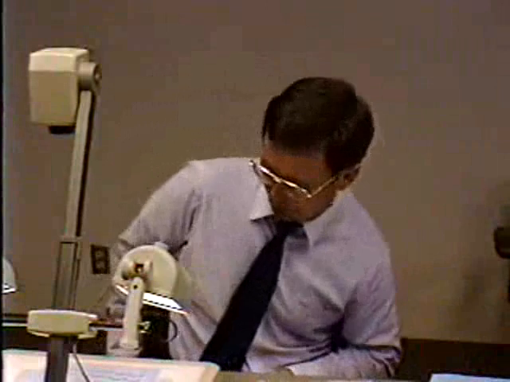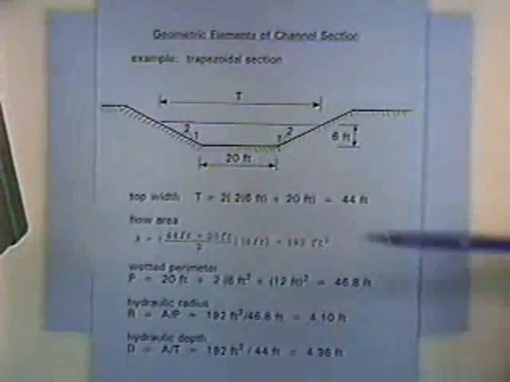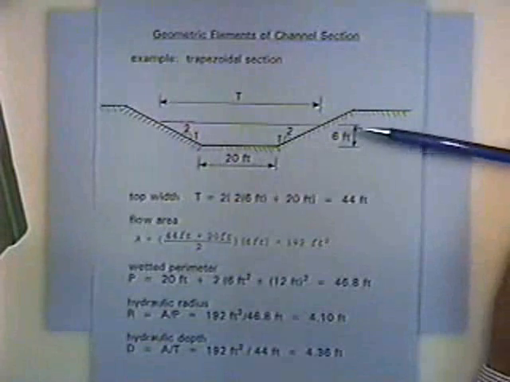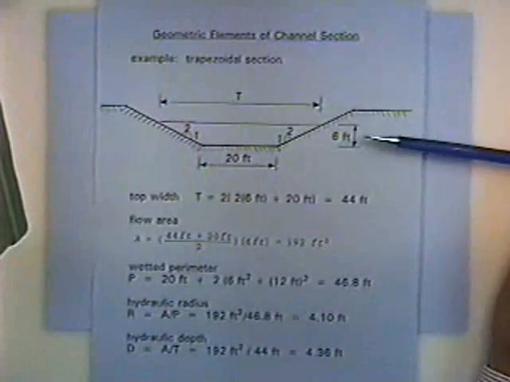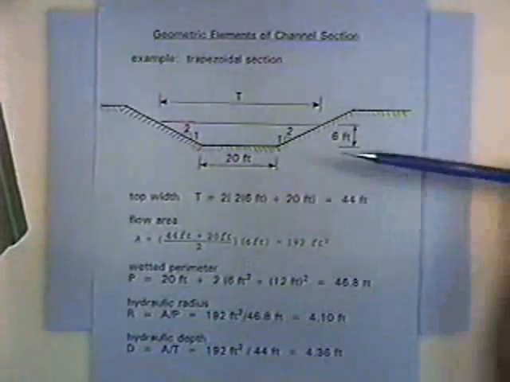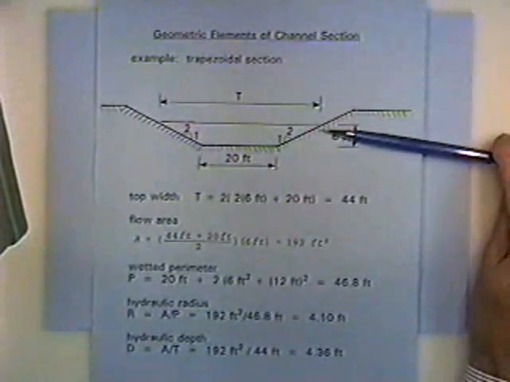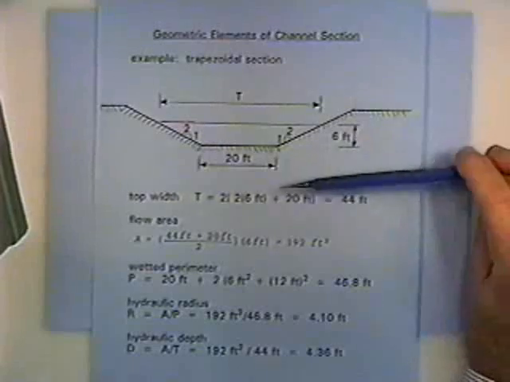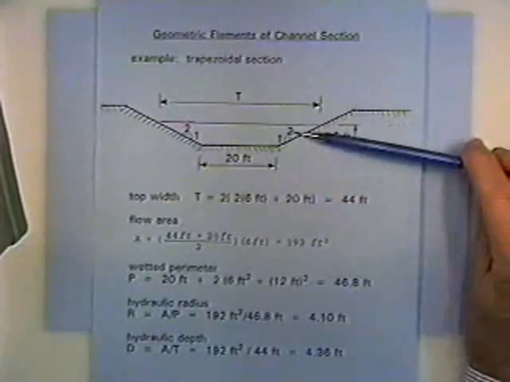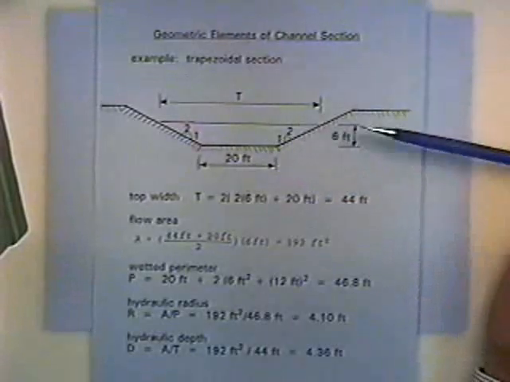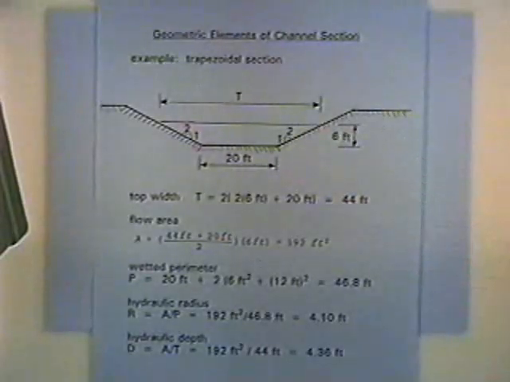The first page of notes is really more geometry than hydraulics, and the geometry of the cross-section comes into play, and we're just looking at geometric elements of a channel section. And I picked as an example a trapezoidal channel. Man-made channels are often trapezoidal in shape, and so in the analysis we're going to be interested in the top width. And just using an example, this channel, the bottom width is 20 feet. It has one horizontal and one vertical side slopes. The flow depth is 6 feet. So the width of the water surface, the top width, is 44 feet.